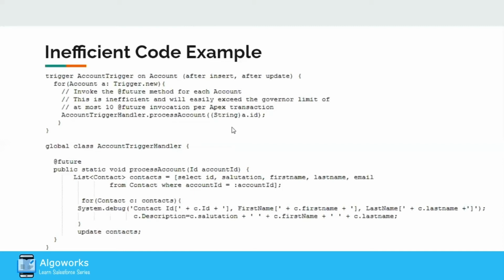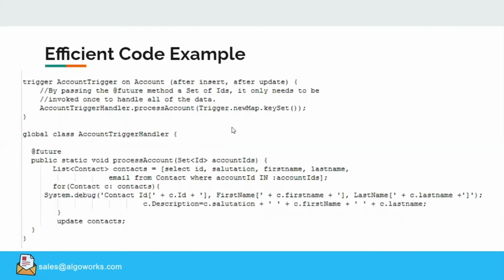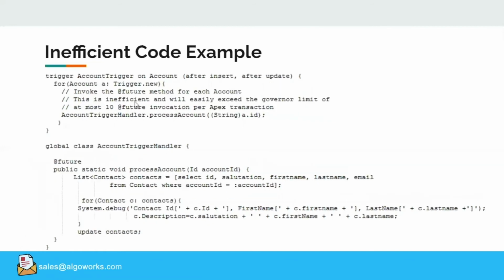For an efficient version of it, what we can do is, in this example, you can see we are directly passing the trigger.newMap.keyset, meaning the IDs, to the future method. And now using these IDs, we can query and process the records as per our need. So in this case, we'll only use one future method in one transaction. But in the previous version, as many times as the for loop runs, it will call it again and again, and it might hit the governor limits for bulk records.